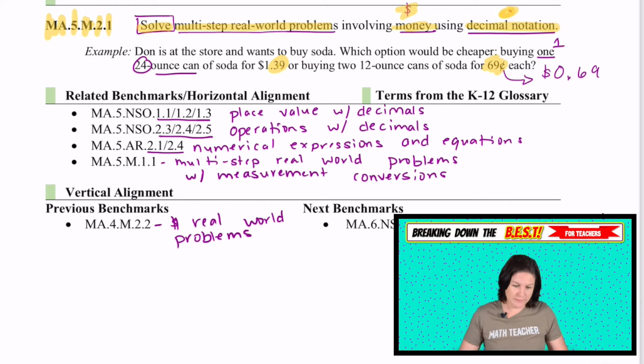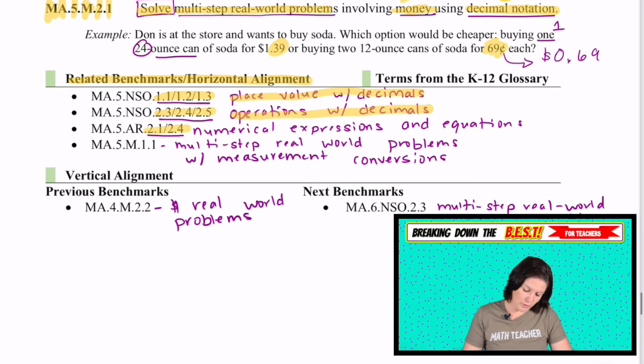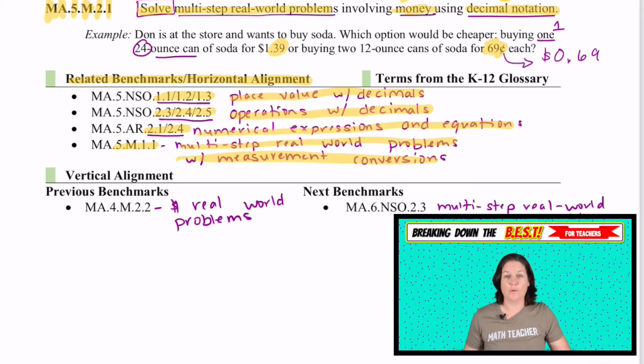So let's keep going. Here's our related benchmark section so we can see how this standard applies with other standards in 5th grade. These NSO.1 standards are place value operations that involve decimals, definitely needed for this standard. NSO.2.3, 4, and 5 are operations with decimals, so adding, subtracting, multiplying, and dividing. We've got AR.2.1 and 2.4, which is numerical expressions and equations. And this standard is our multi-step real-world problems with measurement conversion. So the one right before this one. So much is going on with this standard.